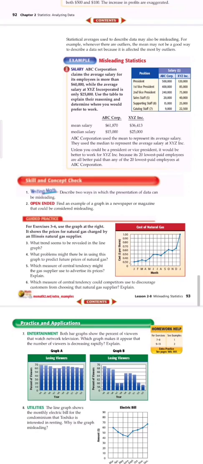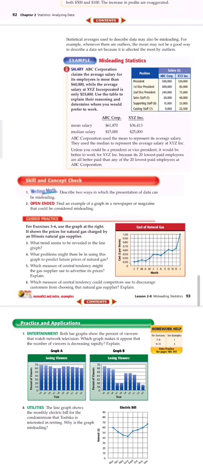Guided practice. For exercises 3 to 6, use the graph at the right. It shows the price for natural gas carried by a natural gas supplier. 3. What trend seems to be shown in the line graph? 4. What problem might there be in using this graph to predict further prices of natural gas?